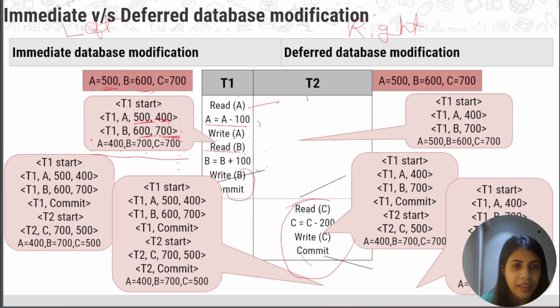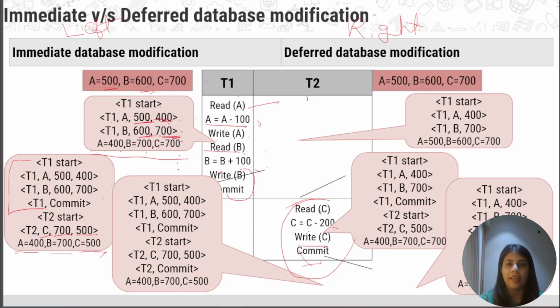Then if we combine both the T1 and T2 operations, this part is exactly the same as it is, and when T2 starts, T2 C is the account, 700 is the initial state, 500 is the later state because C minus 200 हमने यहाँ पे किया है. Then we write C and commit. So over here, what is the final status? A is 400, B is 700, and C is 500.